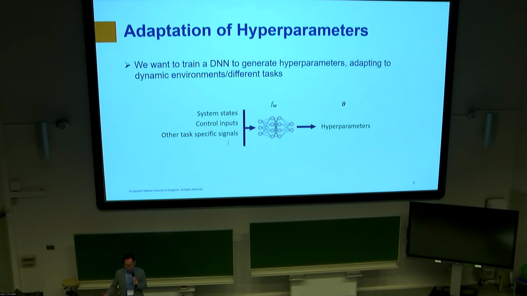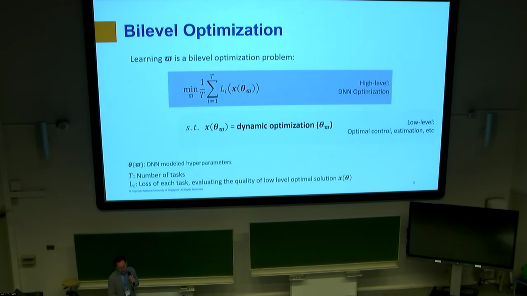So our idea is straightforward. We want to parameterize those hyperparameters using a DNN, so that the neural network can give adaptive weightings according to the dynamic environments or different tasks. So basically, we empower the MPC or MHE to improve the performance or to be able to handle more tasks. And as shown here, you can see that the input to the neural network can be system states, control inputs, or other task-specific signals. And we will give several examples in drone control and estimation later.